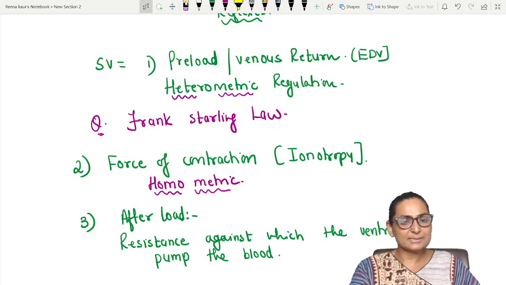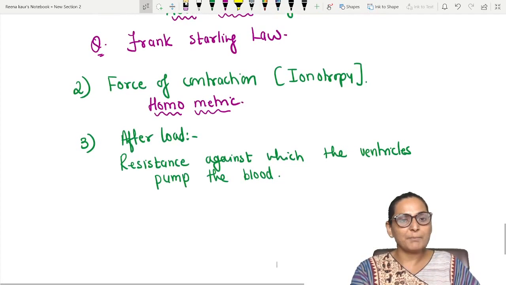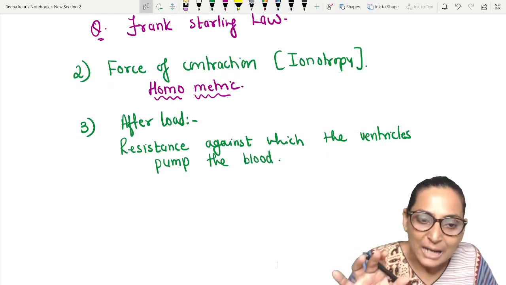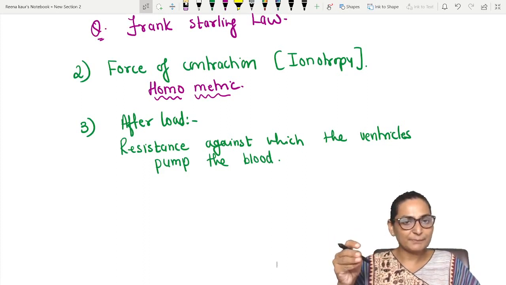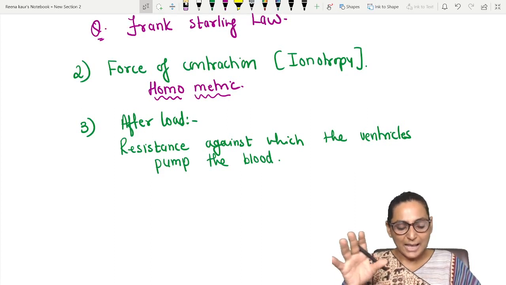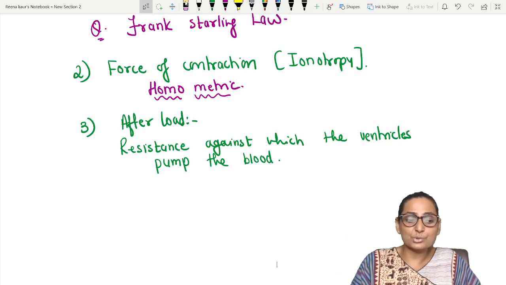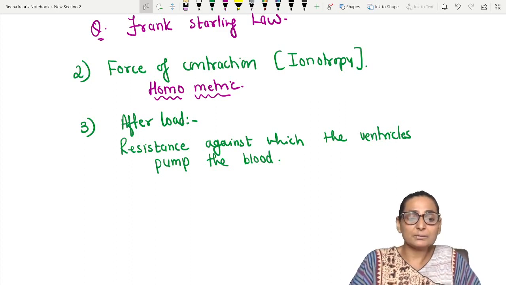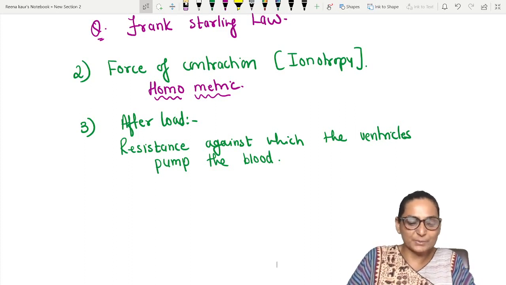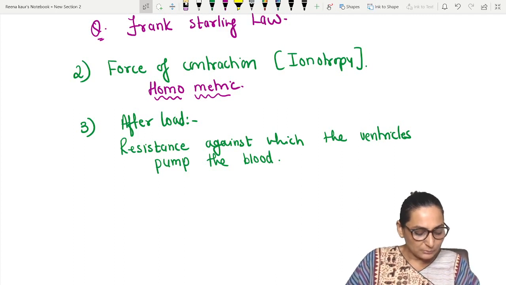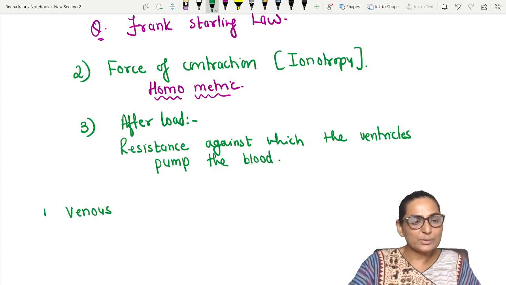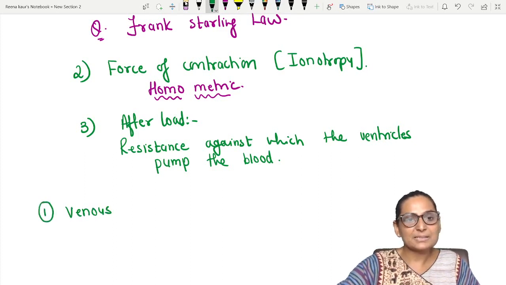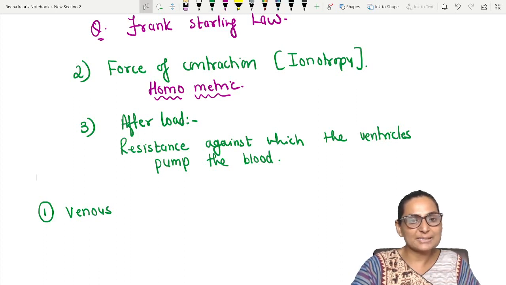Now we will consider each of these factors one by one. Okay, so the regulation of heart rate, hormones, reflexes, and autonomic nervous system, they will be covered very nicely. And when we also consider the cardiovascular regulation, at that time the reflexes we will take along with that. Now what is venous return? So now we are considering the first factor, that is the heterometric regulation, that is the end diastolic volume or the venous return.